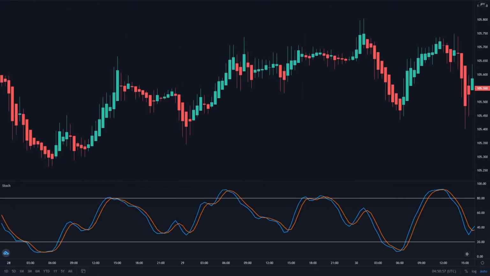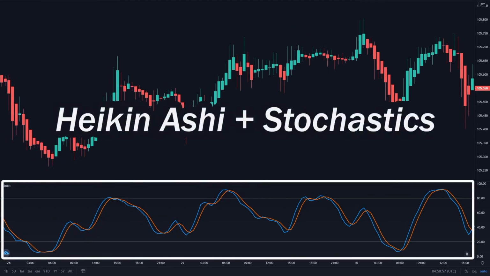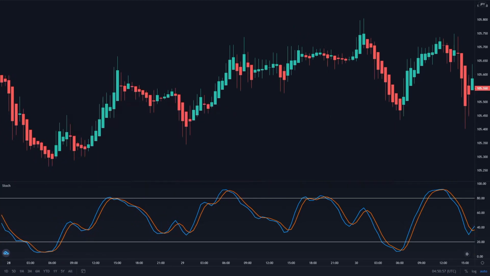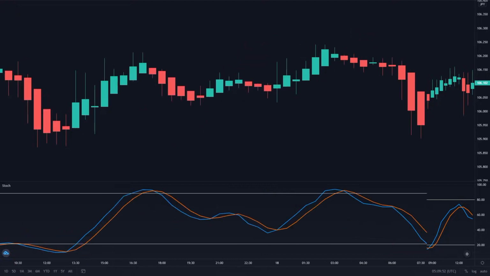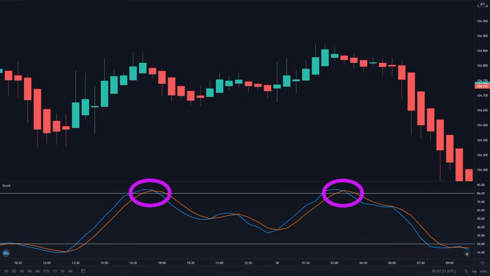The next strategy that I like to utilize when trading the Heiken Ashi is by combining it with the stochastics indicator. So I'm not going to go in depth with the stochastics indicator because it's very simple and I don't want this video to be too long. So basically, it's exactly like the RSI. If the lines cross below the lower bands, it means the market is oversold and more likely to reverse upwards.